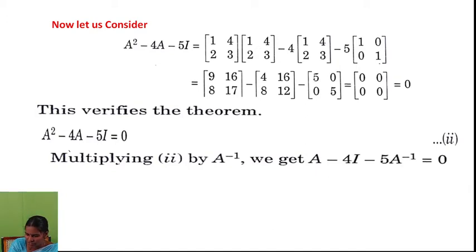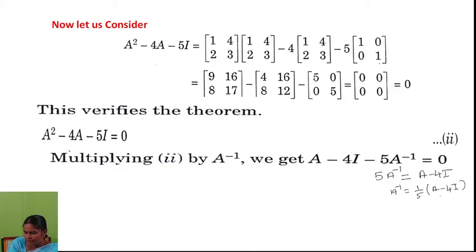So here, what do we need to find? A inverse only. So we will take this term to the right side. If we take 5A inverse to the right side, we will get 5A inverse equal to A minus 4I. What is our aim? We need to find A inverse. So we will keep A inverse on the left side. Then A inverse equal to 1 by 5 into A minus 4I.